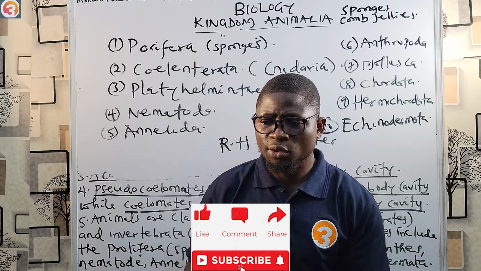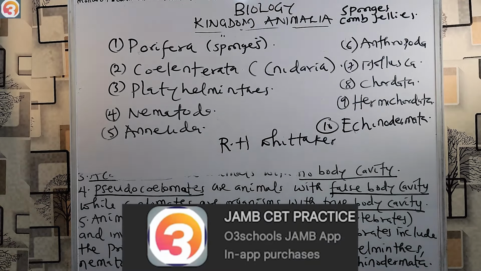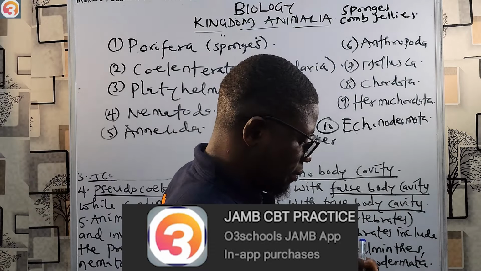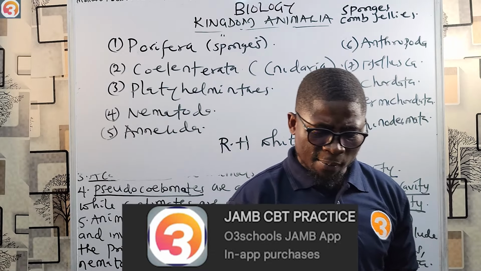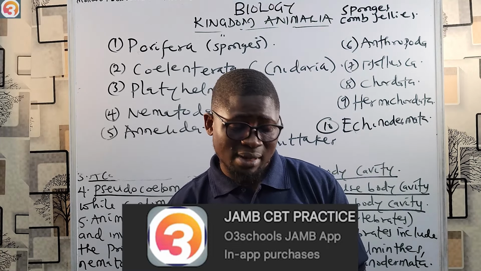Now, let me get the O3 School Jam app on my phone and then we take the question. So I'm launching the app on my phone right now. We're having a 2000 question, year 2000 number 6.